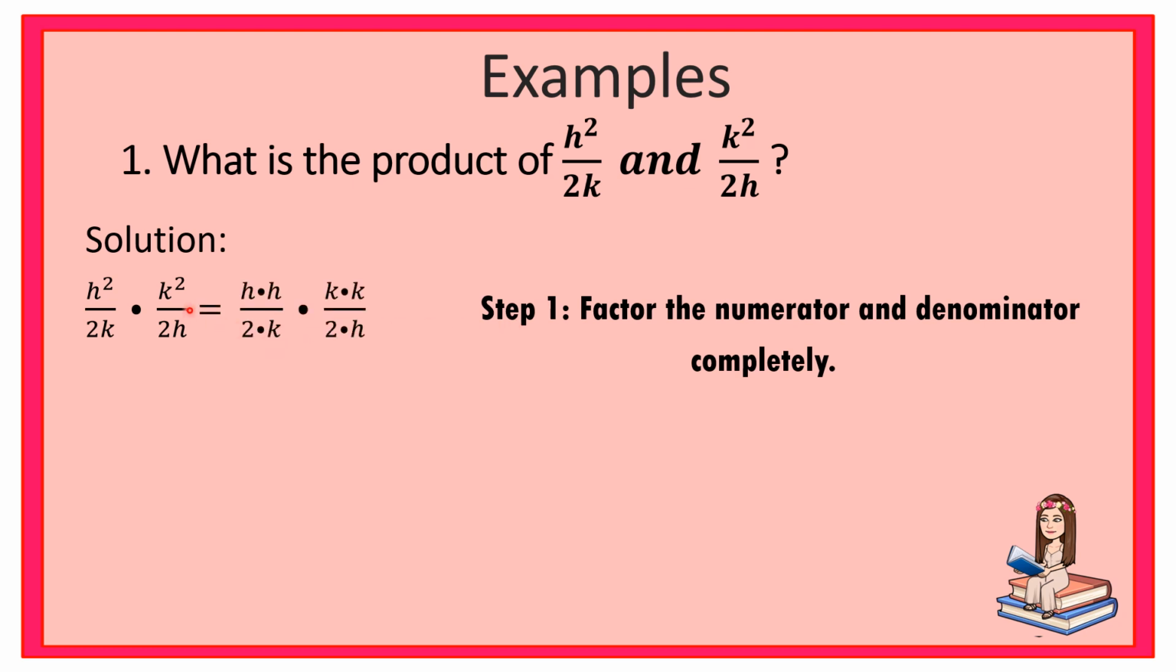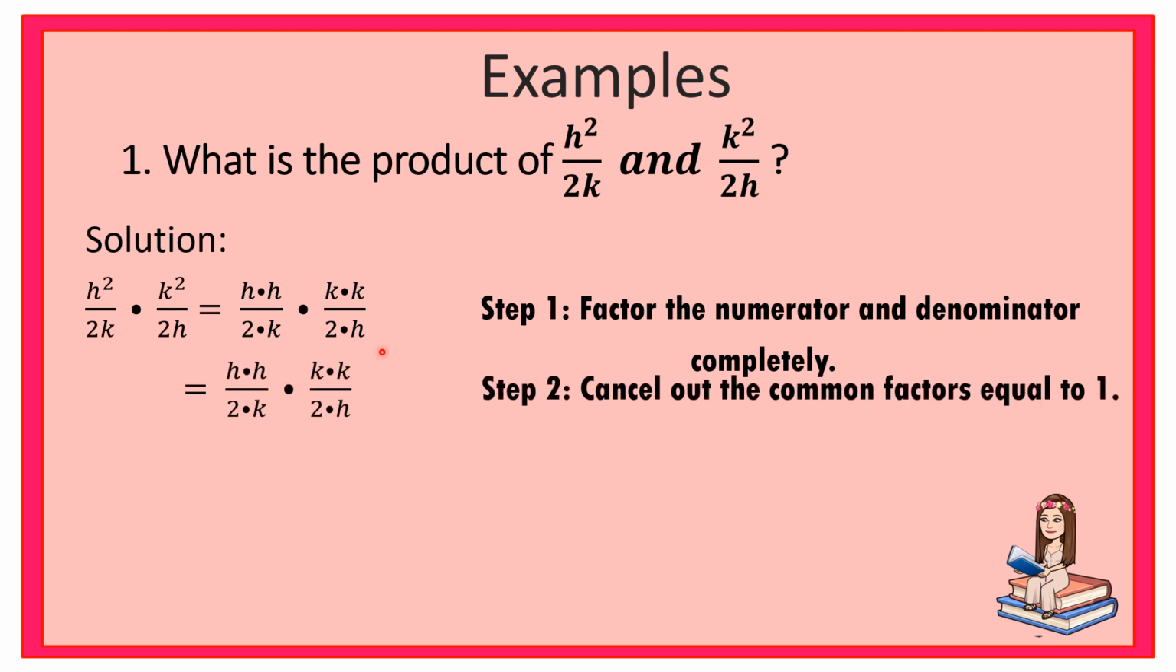So factoring this out, we will have this one, wherein h squared becomes h times h. Kasi diba, h squared is h times h. So as with 2k becomes 2 times k, squared is k times k, and 2h is 2 times h. After factoring the given completely, you have to cancel out the common factors that will be equal to 1. So in this given, ang una nating makakancel out ay yung h, kasi isang h sa taas, isang h sa baba. Isang k sa taas, isang k sa baba.